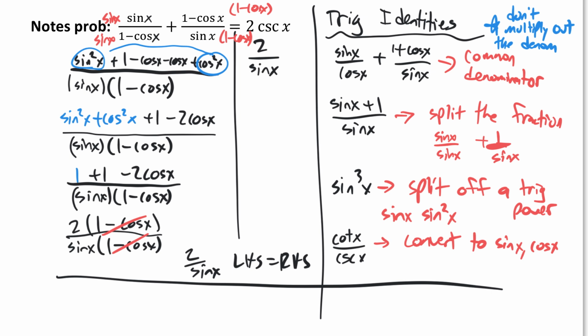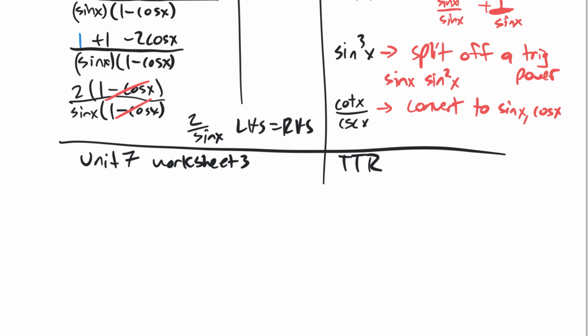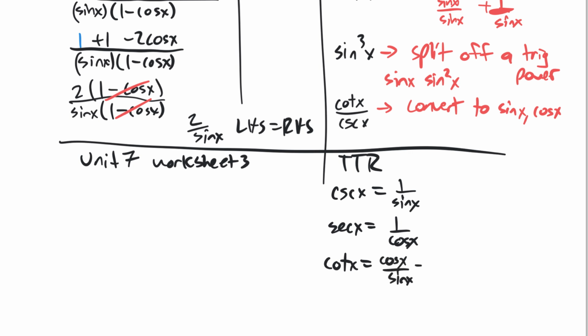Now you can go ahead and try your own example. This is Unit 7, Worksheet number 3. And then any things to remember. Again, if you're looking at writing out all of those sine and cosine ones, remember that cosecant is 1 over sine. Secant is 1 over cosine. Cotan is cos over sine, or if you want, it's also 1 over tan.